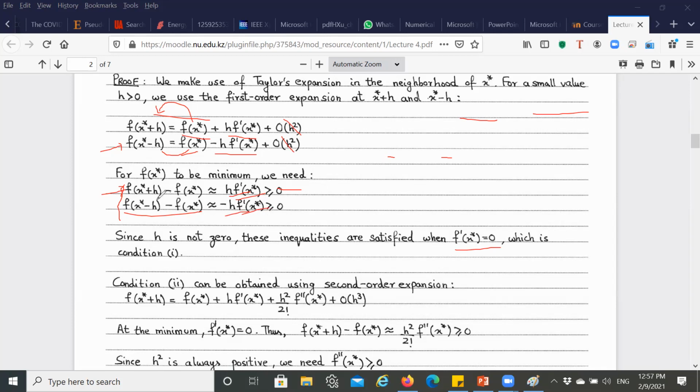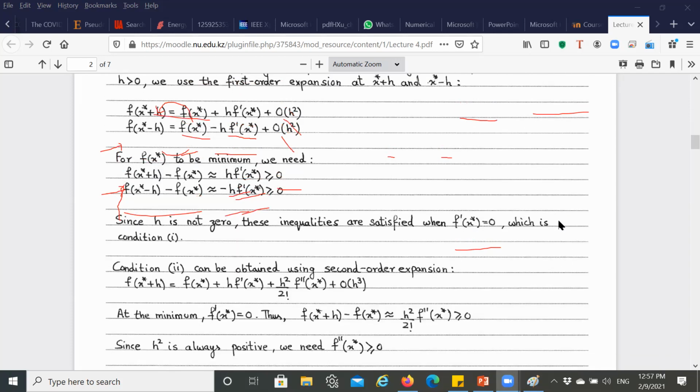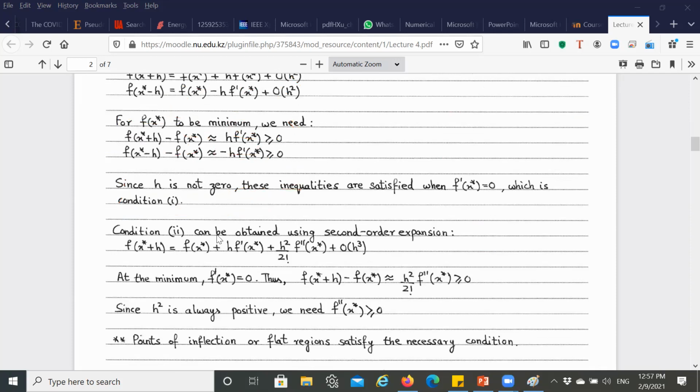So we say that for x star to be a minimum value, the difference of the function values at some point h before and after x star should be greater than 0, and for that to hold, the derivative should be equal to 0 at that point x star. Condition 2 has to be greater than or equal to 0. So for that to happen, how do we do it?